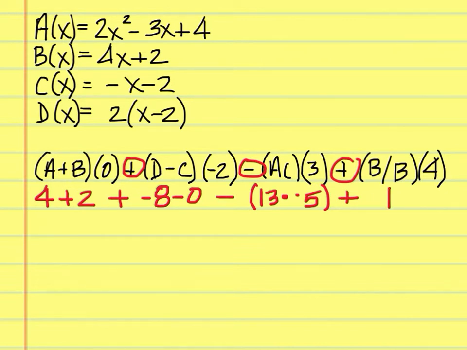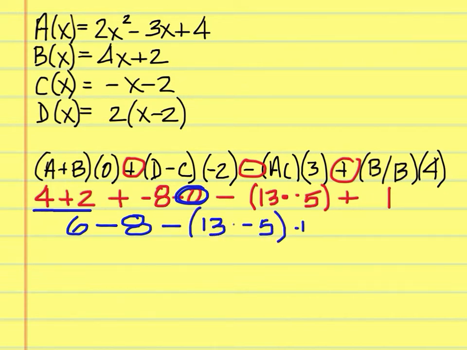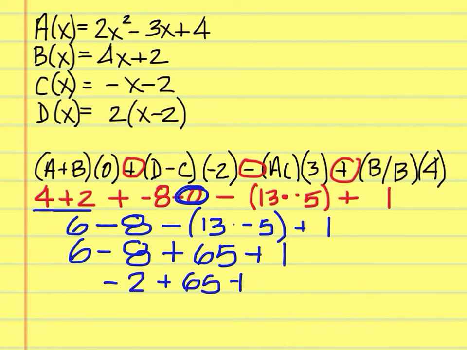Yeah, so there's no need to even do that. So go back to the left and start simplifying. We have 4 plus 2 is 6, and then we're going to have minus 8. This is gone, minus this quantity, and then plus 1. So that turns out to be 13 times negative 5 is negative 65, but you have a negative sign out in front of it, so it's plus 65. 6 minus 8 is negative 2, and negative 2 plus 65 is 63. 63 plus 1 is 64.